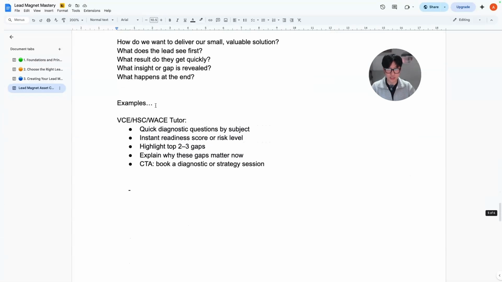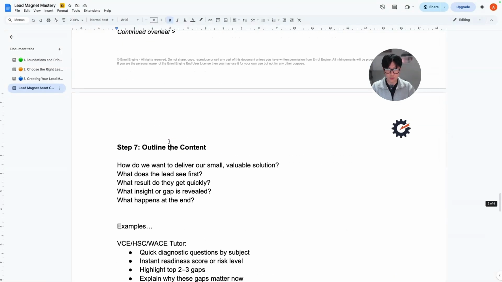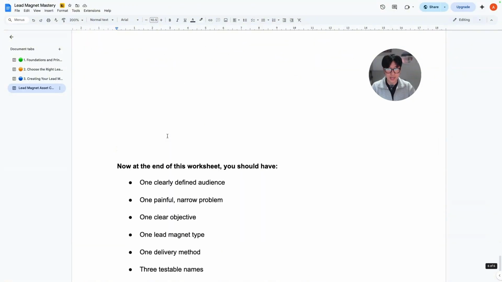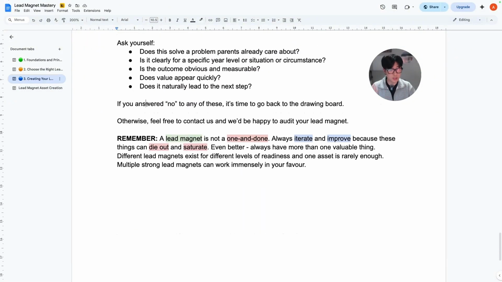By now, after this video, you should be ready to go through every single one from the tool, from the actual content outlines, and get started on making it. But use the asset creation to make multiple lead magnets, make a copy for each one. Multiple strong lead magnets can work immensely in your favor, so have a go at that.